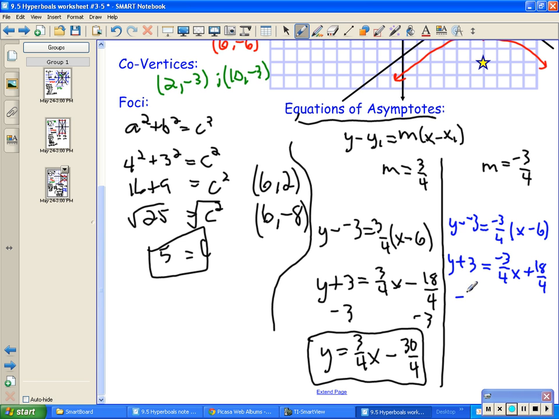Alright, we can subtract 3 from both sides and we'll solve for y. It's just kind of nice to have it in y equals mx plus b form. Now technically this is the equation of that line, but I kind of like it in y equals mx plus b form. So it's negative 3/4 x, and then if we have 18/4 minus 12/4, that's going to give us 6/4 altogether. Okay, so that's the equation of the other asymptote line. And that is all for problem number 5.